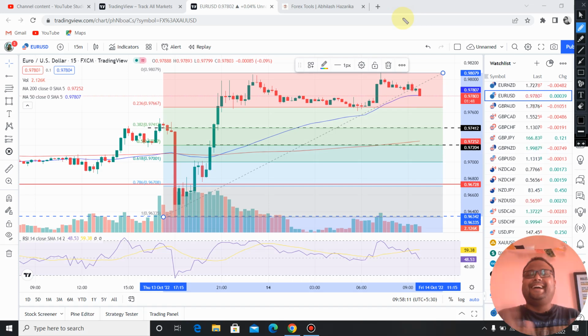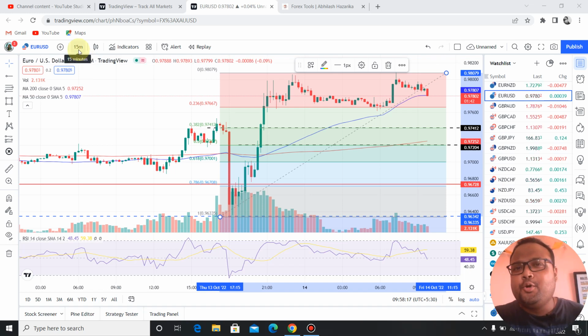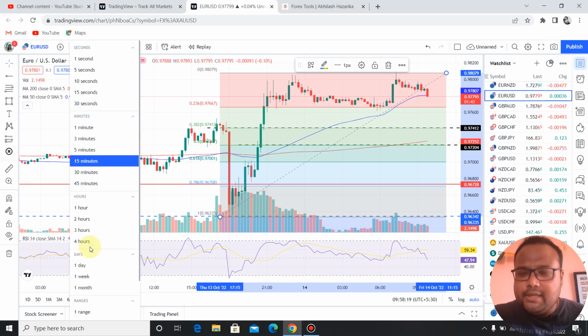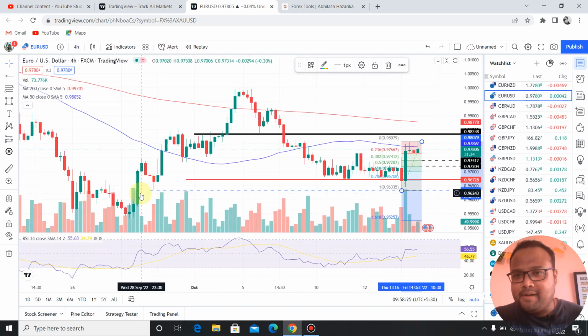So this is the overall scenario of Euro USD right now according to my analysis. I can be wrong as well because no trader is 100% accurate. So please follow proper risk management. Do not gamble with your hard-earned money. Protect your hard-earned money.